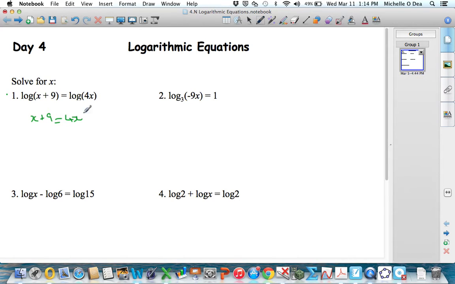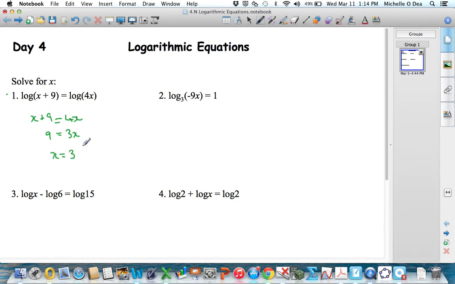And now that's a super easy question. So now we just use our equation work. I subtract x from both sides, so I have 9 equals 3x. And then I divide both sides by 3. So x equals 3. So that was a really easy question.